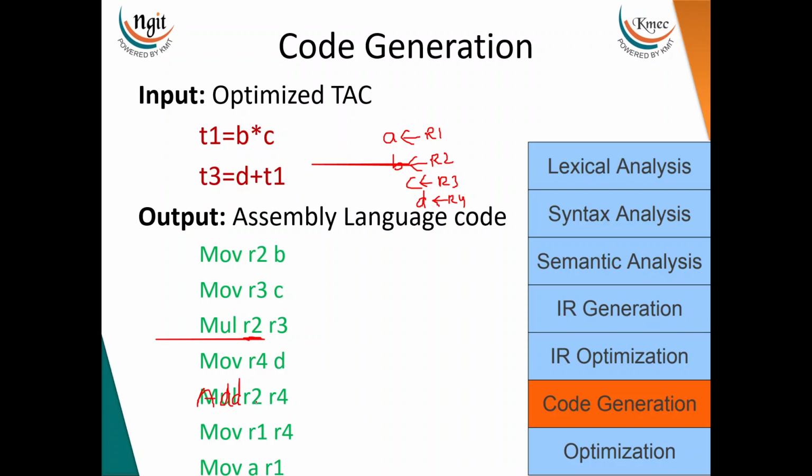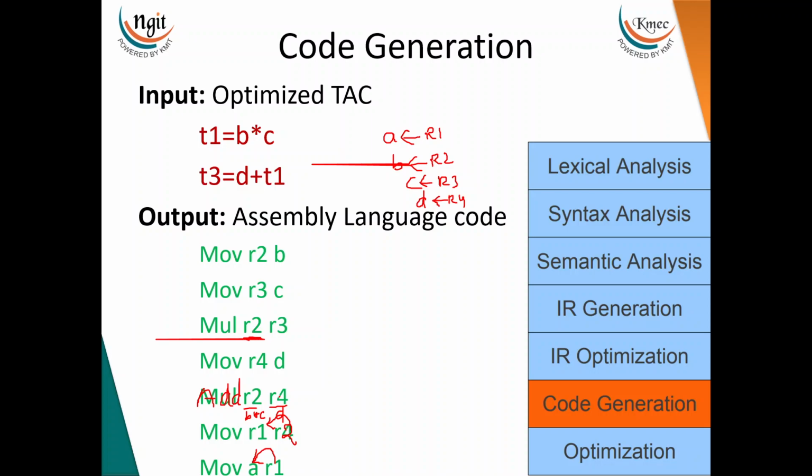So we are adding the result of B star C with D. This is D and this is B star C. Then what will happen? The result is stored in R2. Then this result stored in R2 can be directly stored in A, or first we can store this R2 in R1 and finally store R1 in A. So this is how it is going to be converted into the targeting code.